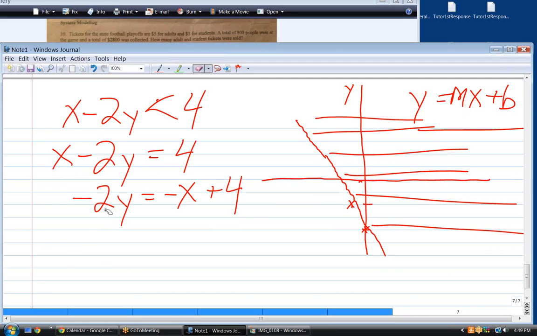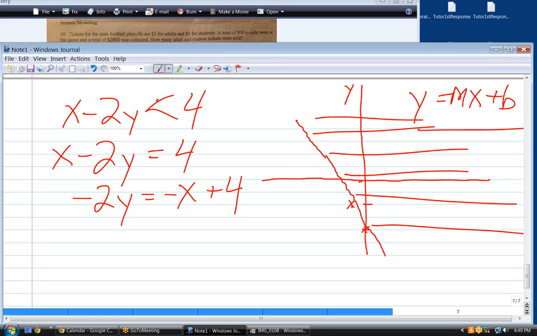So instead of adding 3y, we could add 3y to that, and we'd be left with y, but then we'd have 3y over there. So I don't want to do that. What's this minus 2 doing right now? Is it multiplying y? Is it dividing y? Is it adding to y? Is it subtracting from y?